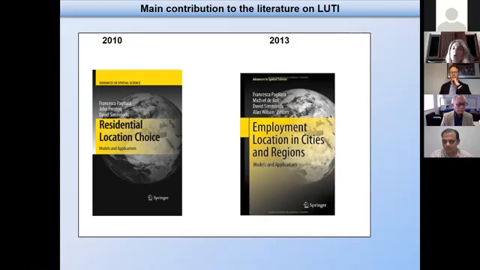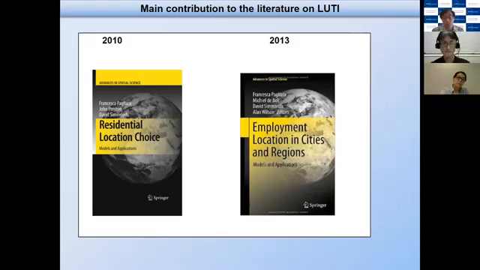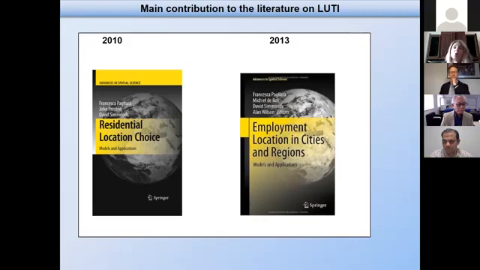So I wanted to highlight this to everybody, because if you don't know about land use and transport interaction models, these two books are definitely a kind of guideline to understand what we mean by land use and transport interaction. I would like to say another thing. Being editor of these two books, the impact of transport on residential location choice and employment location choice, of course, has been highlighted in these contributions.